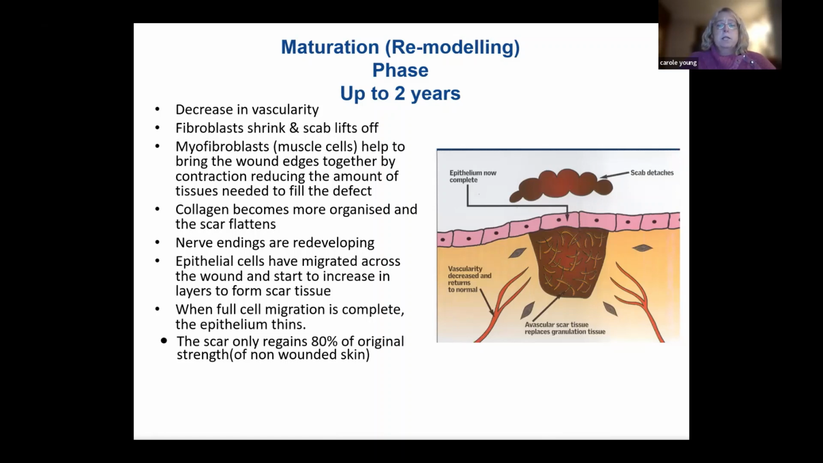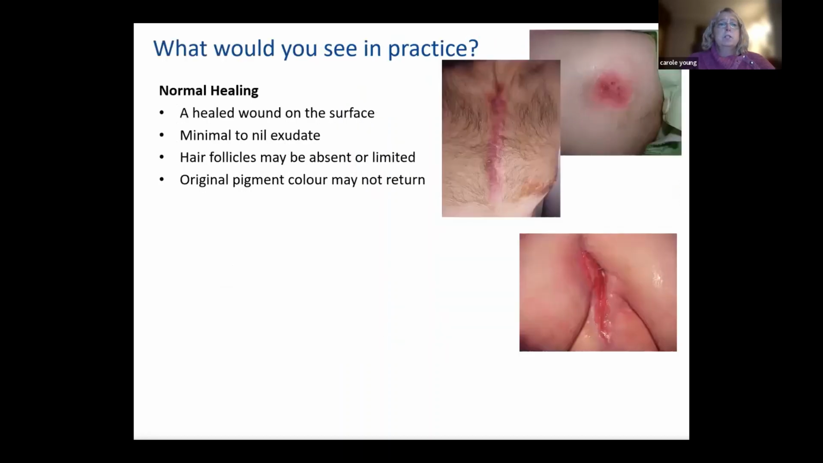So what will we see in practice at this stage? We should see a normal healing wound on the surface. The hair follicles may be absent though, they don't always return. And pigment doesn't always return either. So you might find that scar tissue is very much paler than the surrounding skin, or in dark skin tones, it can actually look darker, sort of a more purpley colour, or be completely absent of pigment and be very pale. Patient might be left with bald patches where the hair follicles do not recover.